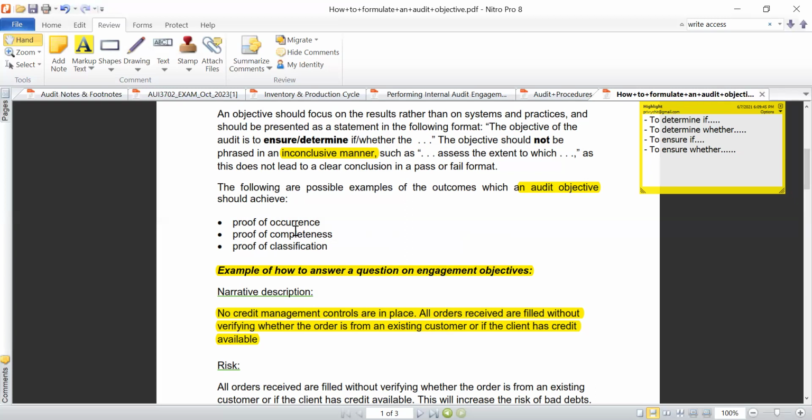But when you are writing the objective statement, you don't just simply say, to determine whether transactions are complete. How do you mean to be complete? So yes, you have to write it like to ensure or to determine whether the transactions for the financial year have been recorded. All the transactions for the 2024 financial year have been recorded. When you write that, what are you testing for? You're testing for completeness. Are we together, guys?